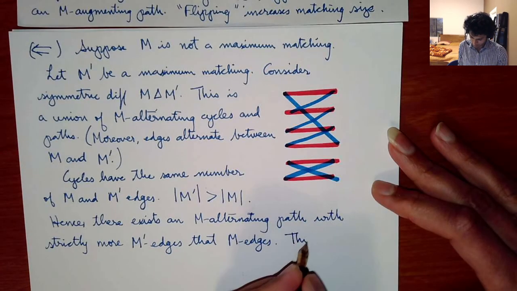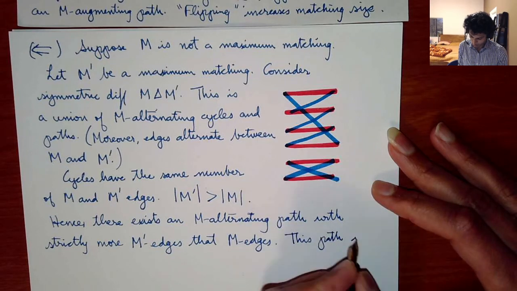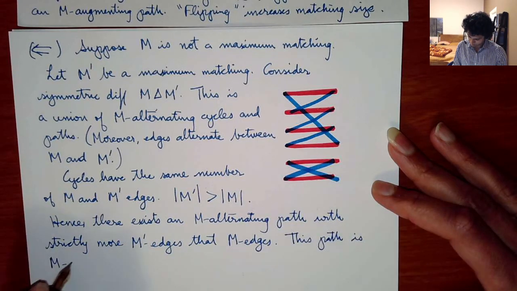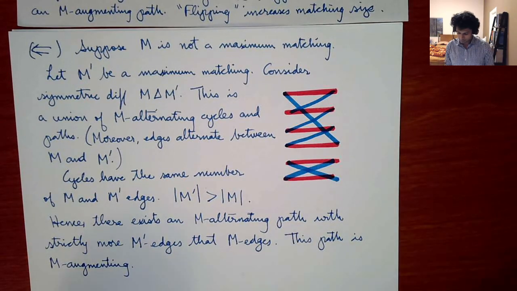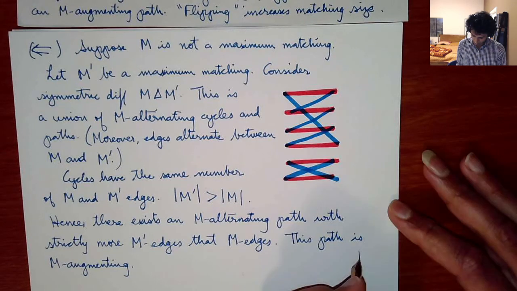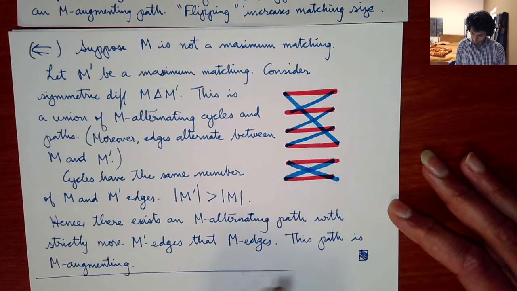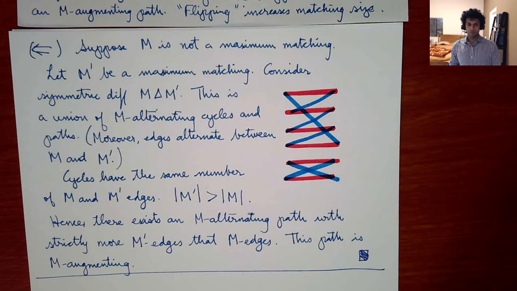This path is M augmenting. Right? This path must be M augmenting. It must have odd length. Because all the paths that have strictly more M prime edges than M edges have odd length, and this path is M augmenting, and that completes the proof. That completes the proof. Any questions?